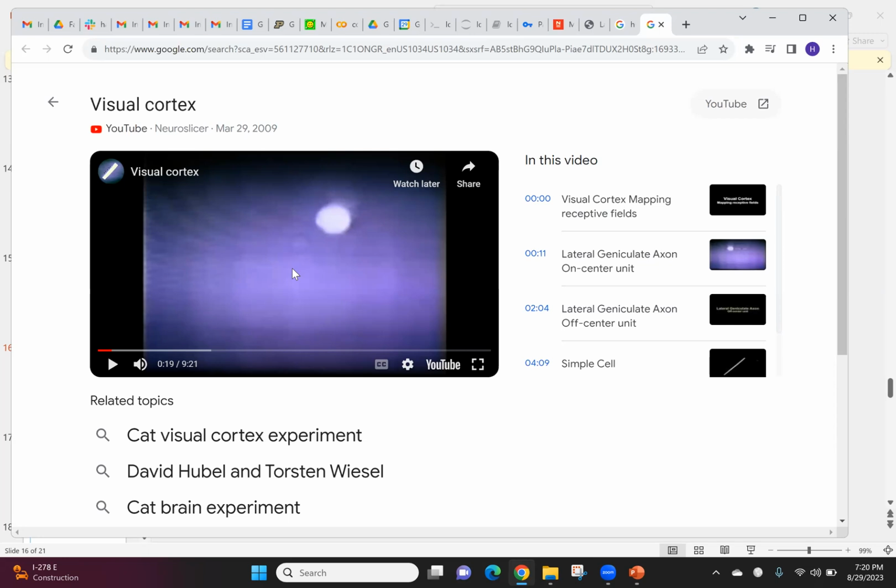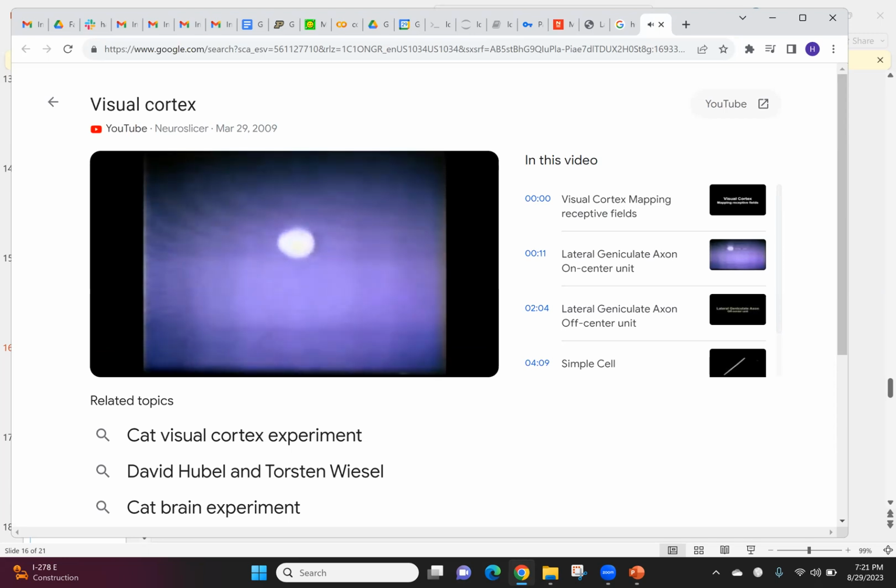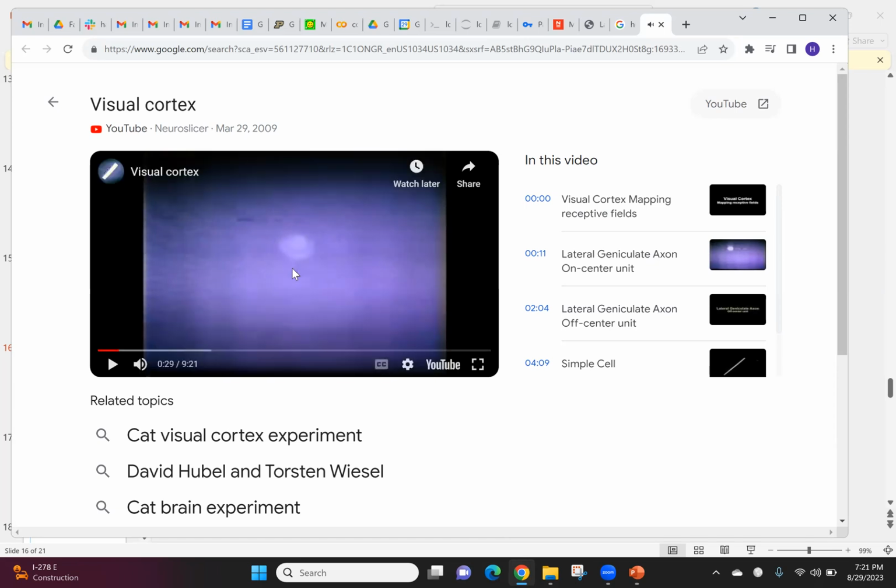Here, it's a visual cell, and it's from a cat. As I showed you, there's a cat sitting, anesthetized, its eyes are open, the visual stimulus is in front of it, and someone is moving a flashlight. This is what you're looking at. And that sound you hear is basically action potentials. And this cell, as you can see, is responding to light in that specific part of the world.